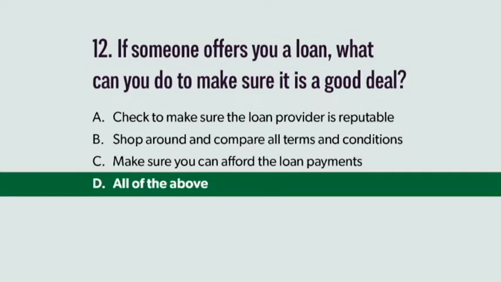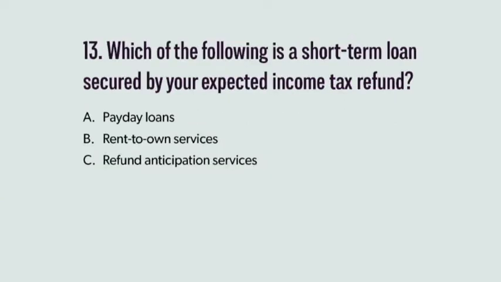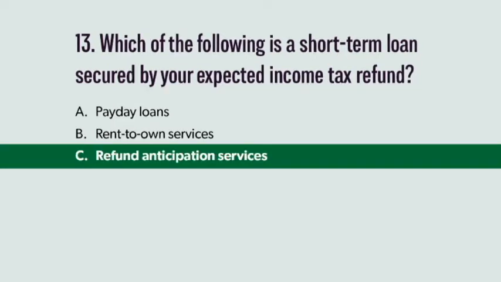And yes, it's D, all of the above. Number 13, which of the following is a short-term loan secured by your expected income tax refund? A, payday loans, B, rent-to-own services, or C, refund anticipation services? And the answer is C, refund anticipation services.